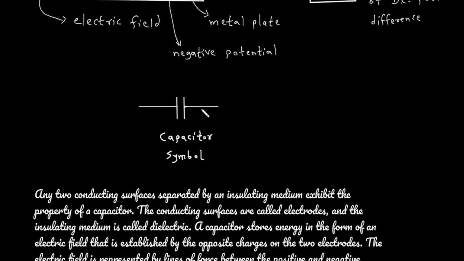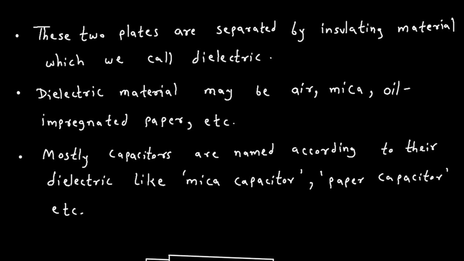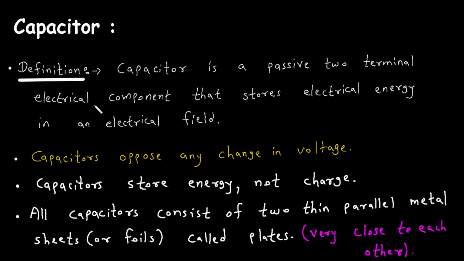Here we can see this is the symbol for capacitor. It has two terminals and it is a passive component. Then it stores electrical energy in the form of electrical field. So this is the definition of capacitor.